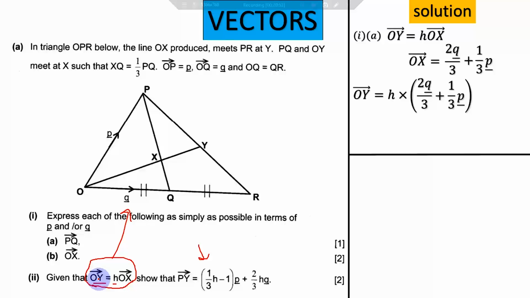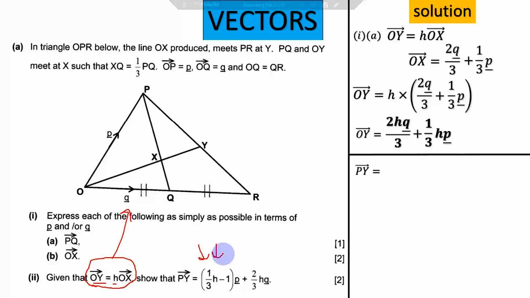When we multiply with H, the H will go in between the 2 and your vector. So H times that will have 2HQ over 3 plus 1 over 3 HP. This is our OY. After finding OY, now we can go ahead and begin to show.